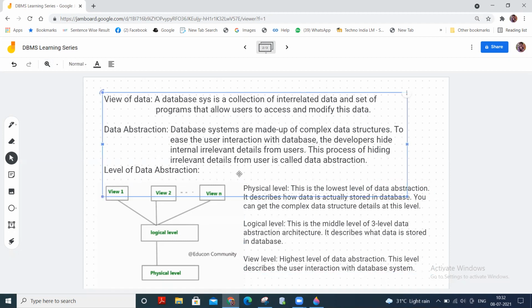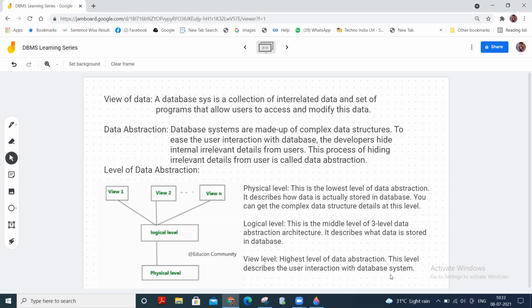So, now we will see how we can divide the data abstraction into various levels. We will go from bottom to top. So first one is physical level. It's the lowest level of data abstraction, and it describes how the data are actually stored. The physical level describes mainly the complex low-level data structures in detail.